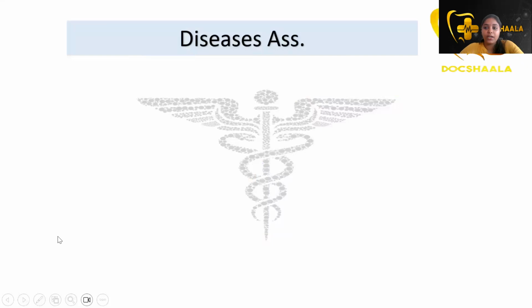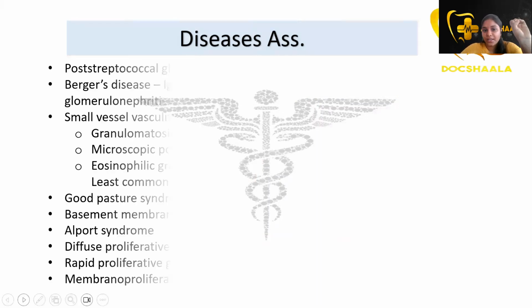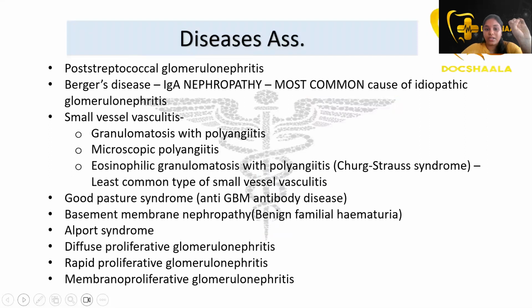Then what are the diseases associated? That is nephritic syndrome. A syndrome is a cluster of diseases, right? Let's see in what all diseases this nephritic syndrome can be appreciated: post-streptococcal glomerulonephritis. Then Berger's disease, this is important. In Berger's disease, you can see nephritic syndrome.